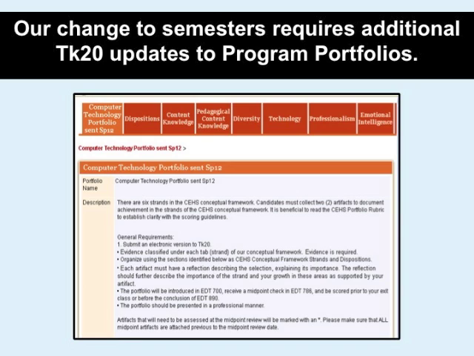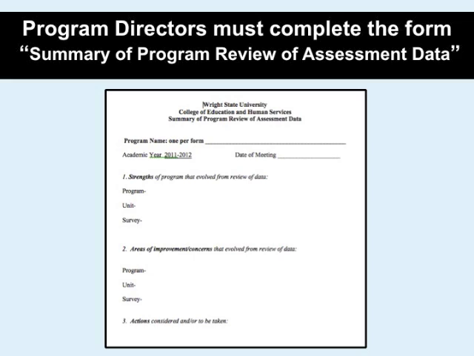In addition to our normal annual changes, the semester conversion has given us the job of reviewing every word of the portfolios in order to update details to semester language. I'm going to walk you through the process we have in place to catch all the changes that need to be made in Tk20. Started at the retreat, everyone received a summary of program review of the assessment data form on their retreat flash drive.